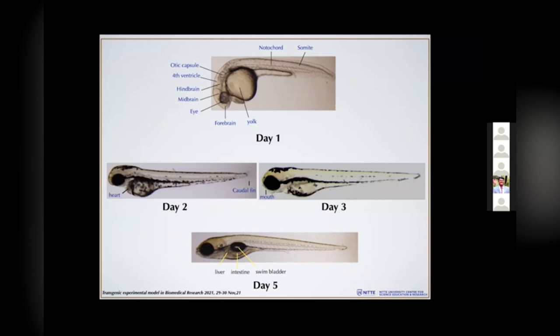Day three, you can see how the yolk is getting absorbed. Initially, it is roundish in shape, and then it becomes slender. And by day five, you can see the swim bladder coming up. You can see the intestine there. You can have the liver forming quite easily. So these are some of the stages which are, again, important developmental landmarks.